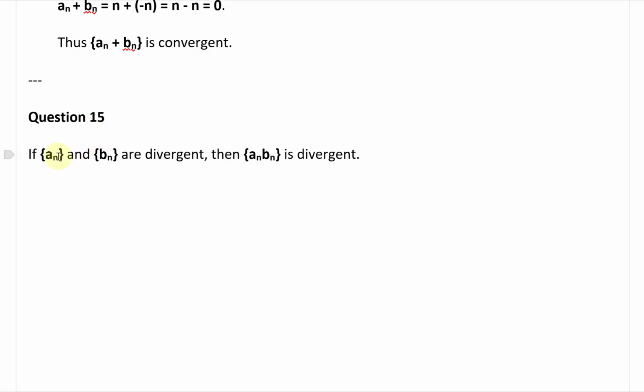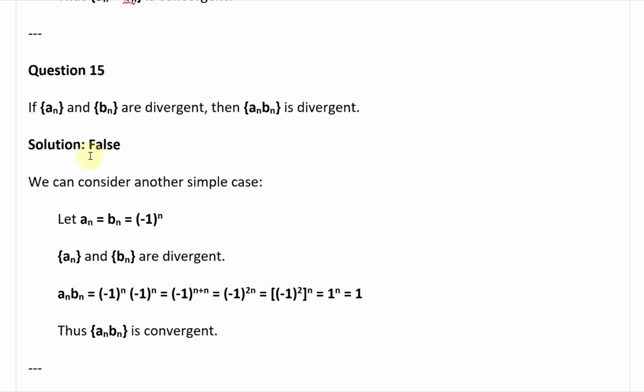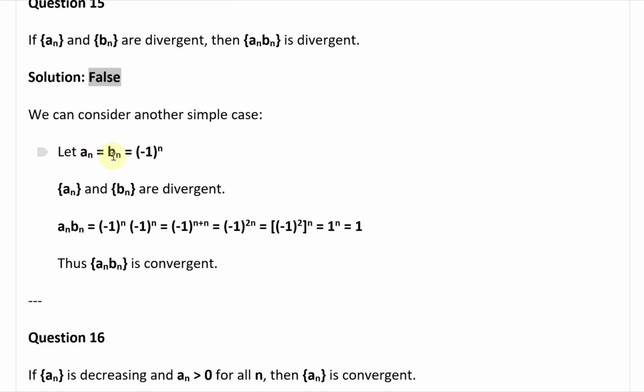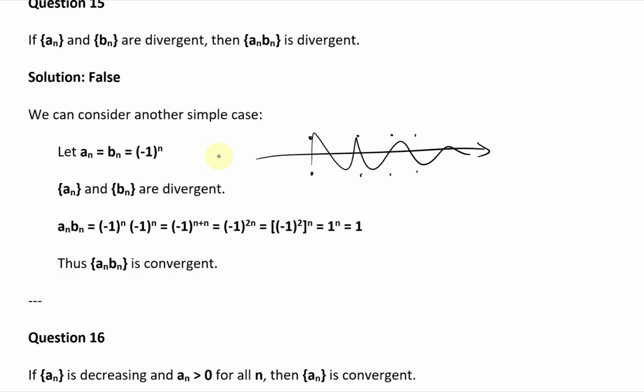Question 15 states: if the sequences a_n and b_n are divergent, then a_n b_n, the multiplication, is divergent. Alright, so let's take a look at the solution. This is in fact false, and we can consider another simple case. Let's consider a_n and b_n are the same, equal to negative 1 to the power of n. These are both divergent because it's just alternating from negative 1 to positive 1, so plus, negative, etc. So it never converges, it always goes above and below, so it never actually converges.